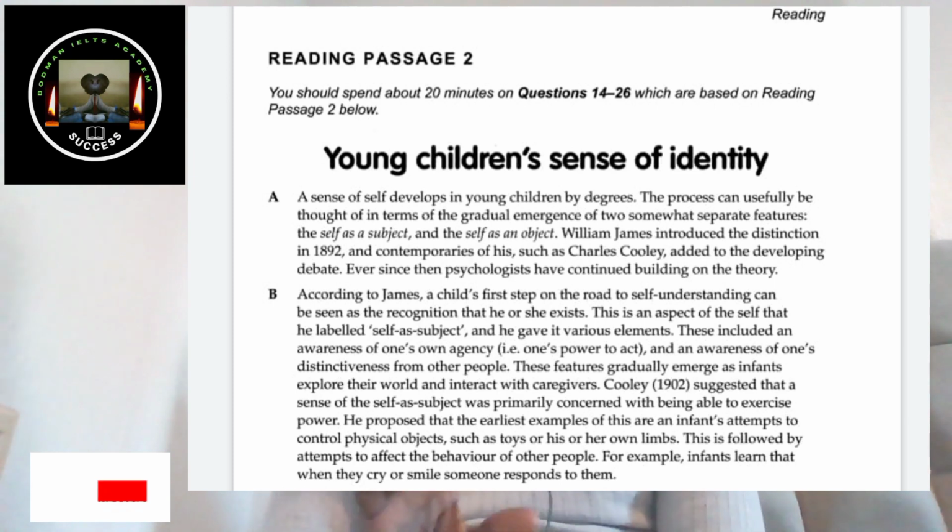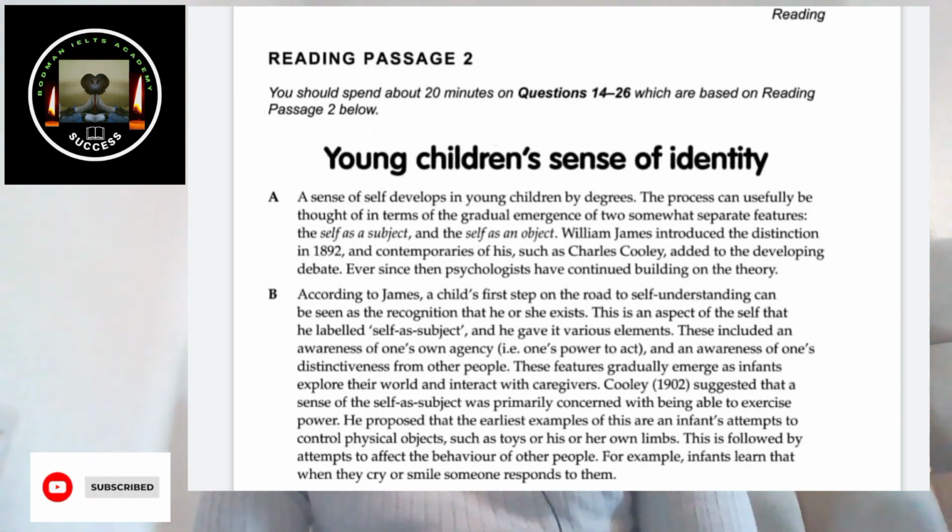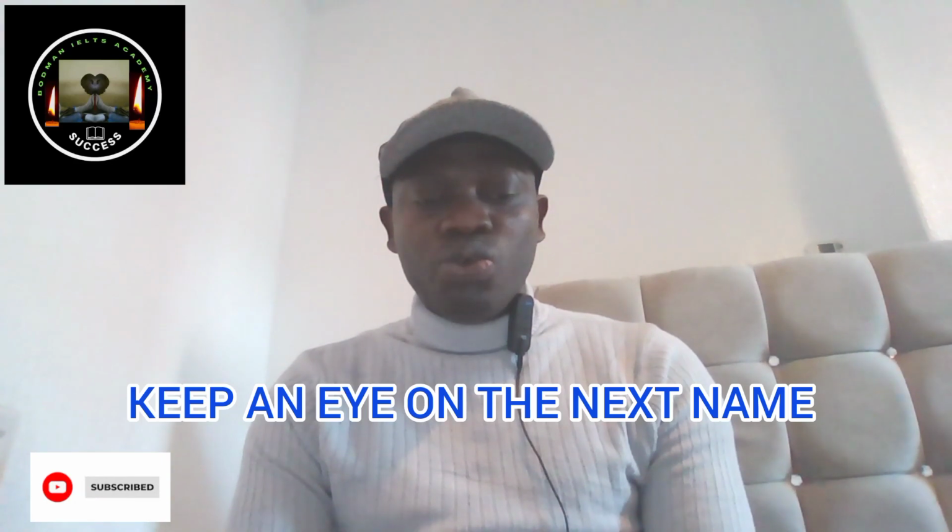Once you skim and you find the name you are looking for, keep an eye on the next name. The next name is Cooley, isn't it? Keep an eye on it. You don't have anything to do with it for now.